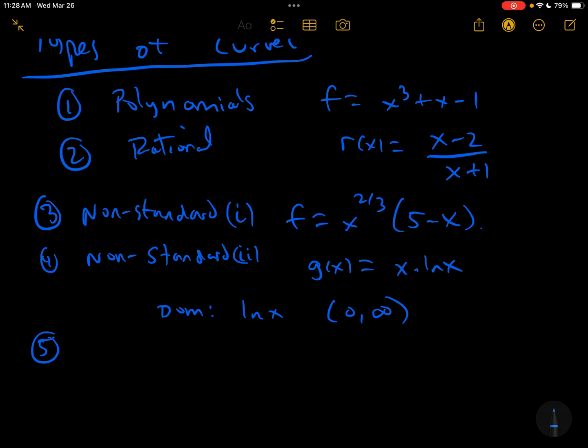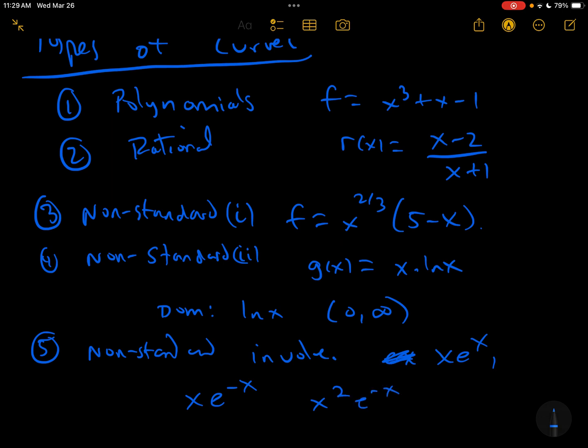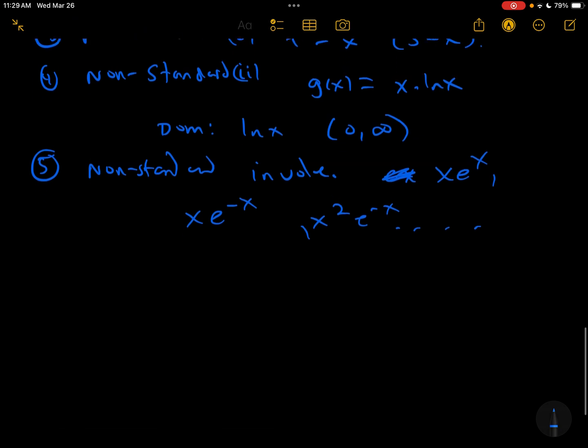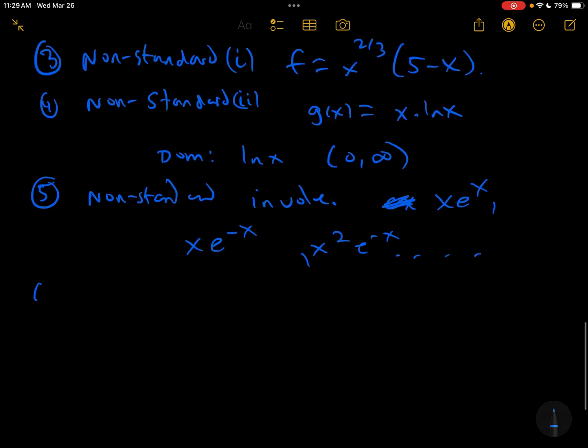And this last one we've introduced, non-standard, involve e's. So e to the x, xe to the x, xe to the minus x, x squared e to the minus x, etc. And I think that's pretty much all of them.